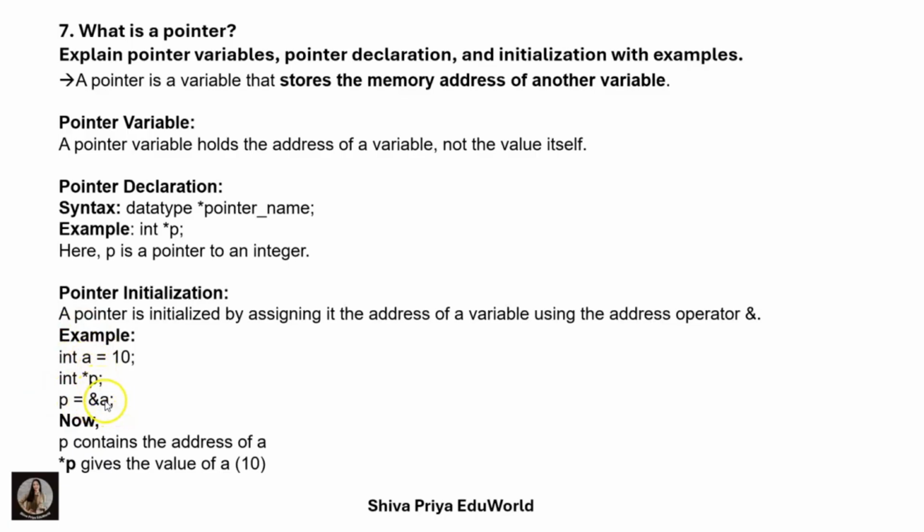Here I have taken the variable name. I am addressing that variable. Clear? How to initialize the pointer? Here p contains the address of a. It doesn't contain the value of a; it will contain the address of a. And star p gives the value of a. Here it will give the value of a, that is 10. Clear about the pointer declaration and initialization.